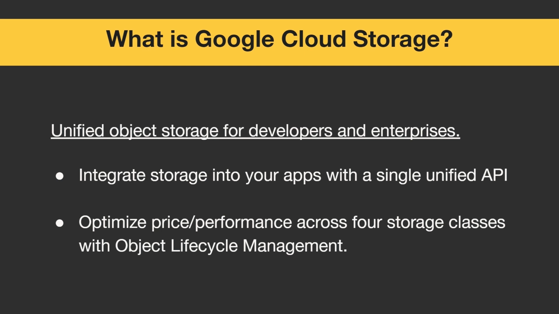It integrates storage into your apps with a single unified API, and is optimized for price performance across 4 storage classes with object lifecycle management. So what is object lifecycle management? It means if you put your data in a specific cloud storage, after some time the data will be moved to another storage class, which will actually save your cost. So this is called lifecycle management.